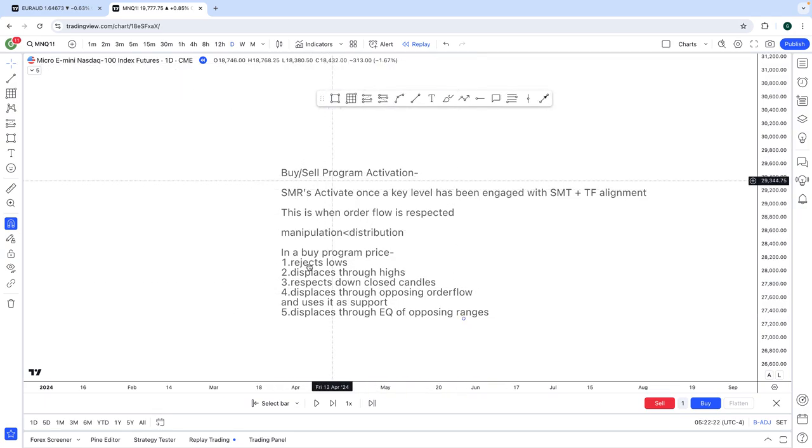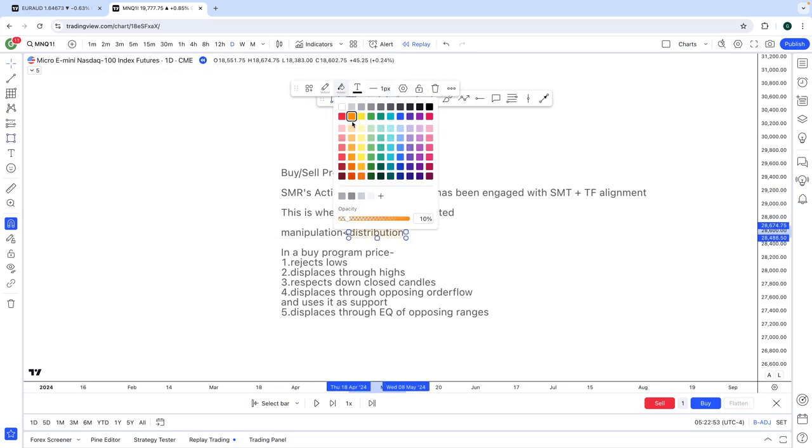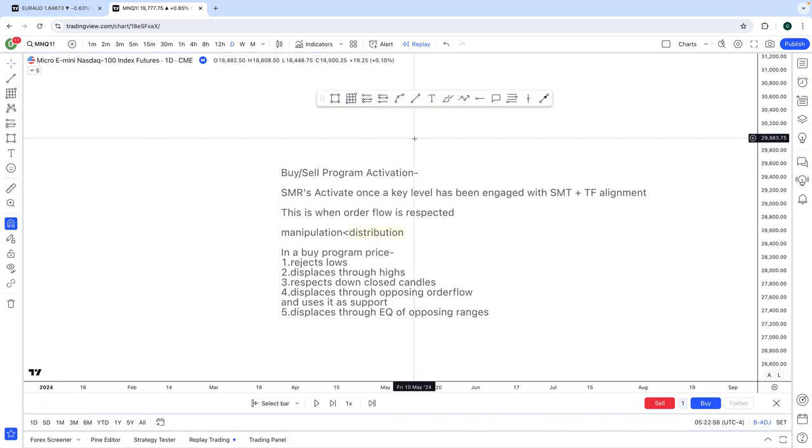Okay, so for order flow, for a buy or sell program activation, smart money reversals activate once a key level has been engaged with SMT plus time frame alignment. So this is when we actually look for order flow to be in respect. We want to see, well, first, this is when order flow is respected, because manipulation, distribution. In distribution is actually when order flow is respected, not in consolidation, not in retracement, distribution.